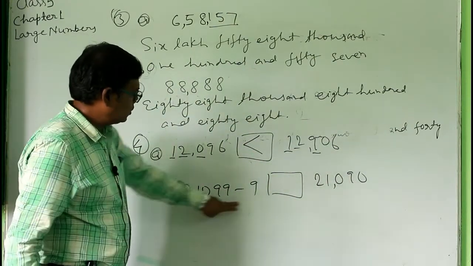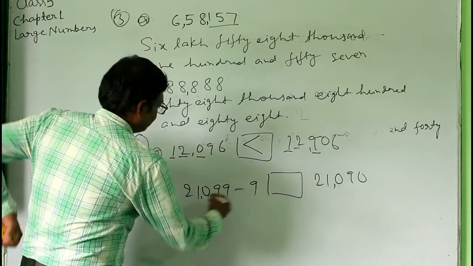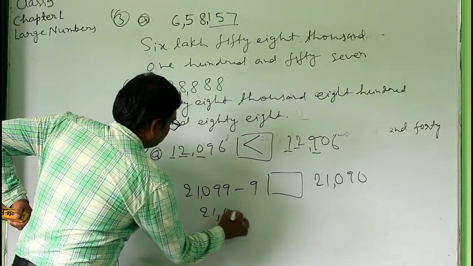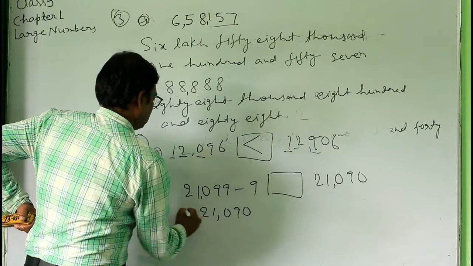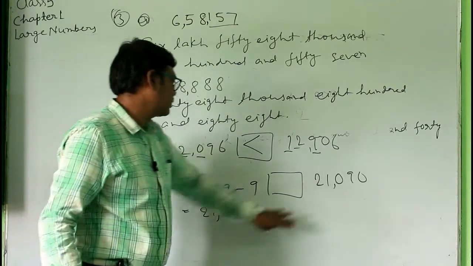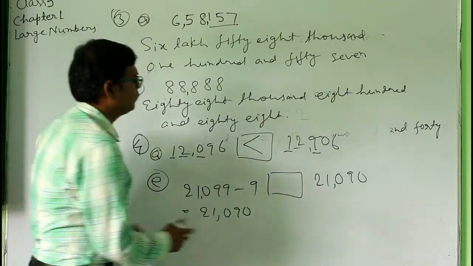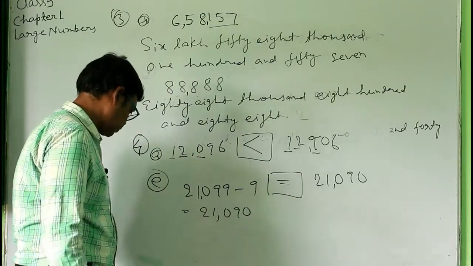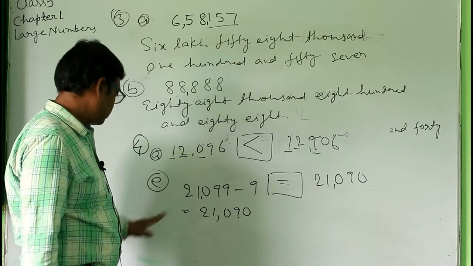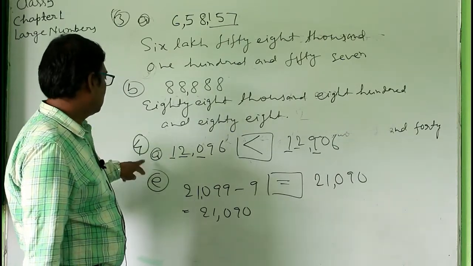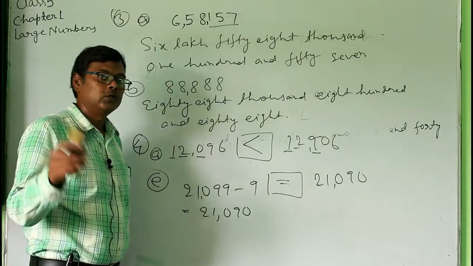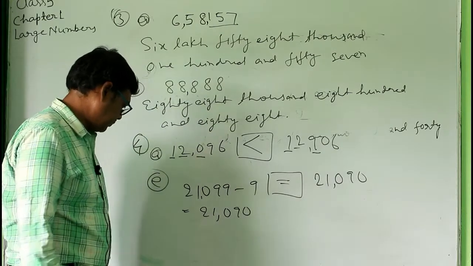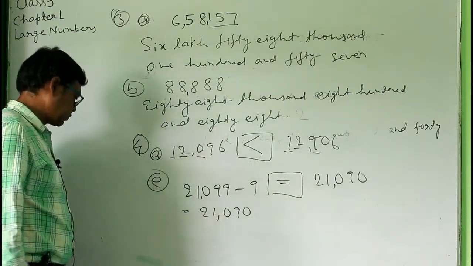Now see that here when you subtract this, you will get 21090 in this case. So now see that these two numbers are equal. So it means that here we will put equal mark here in this case. So this is the answer in this question, and you will do the remaining questions here. I did A and E, and then you will do other questions as homework. Okay. Now I will move on to the question number 5.